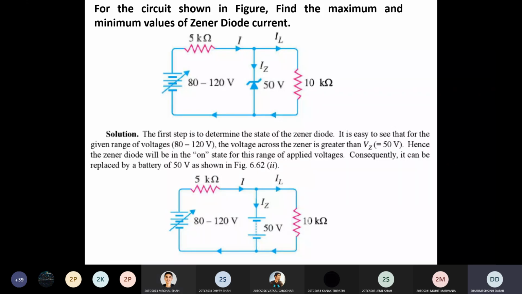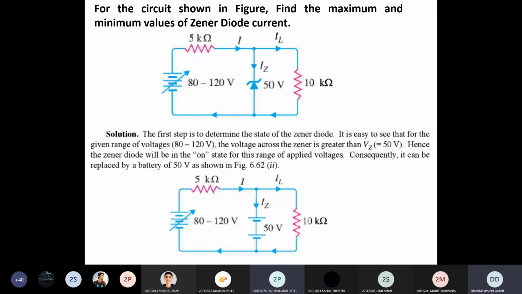Yes, 70 volt, because you can apply KVL. Supply voltage is equal to the voltage drop in the circuit. Supply voltage is 120, and the voltage across the Zener diode is 50. So the remaining voltage, 120 minus 50, drops across this 5 kilo ohm resistance. Now tell me how much current is flowing into this 5 kilo ohm? 14 milliampere. Yes or no? Yes, sir.